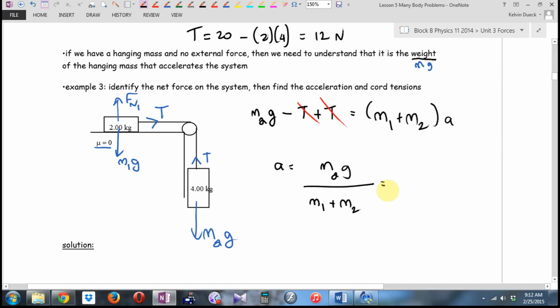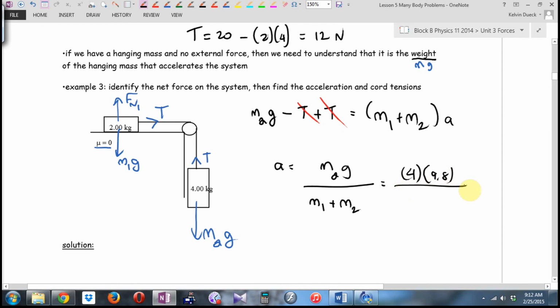What's m2? 4. What's g? Hopefully we have that memorized by now because it's so convenient. What's g? 9.8. Negative? Nope. This is why I said in this unit we're going to often find it's more convenient to let down be positive, which we have this time. And you can kind of see why. It gives you a much nicer equation. So I'm just going to put 9.8 over.